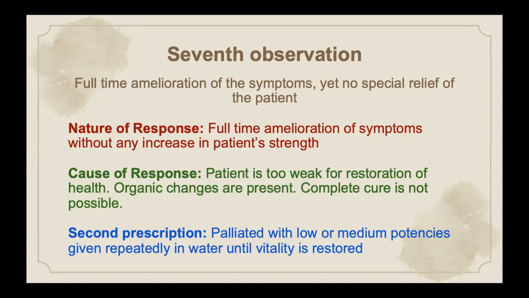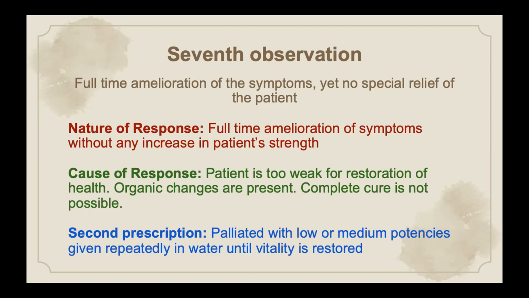So to continue Madhu's presentation, the 7th observation says the full-time amelioration of the symptoms, yet no special relief of the patient. Think of this observation as a glass ceiling. Some patients are only going to be able to get better only so much. This is when we have to realize that homeopathic remedies also have their limitations. If you have a patient who's had only one kidney, there is tissue damage, there is organ damage, they will suffer. There is a point where homeopathic remedies can only do so much.